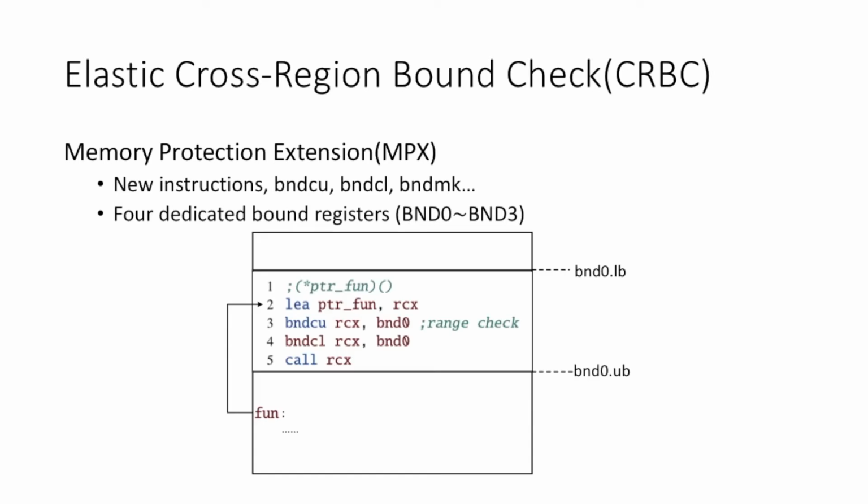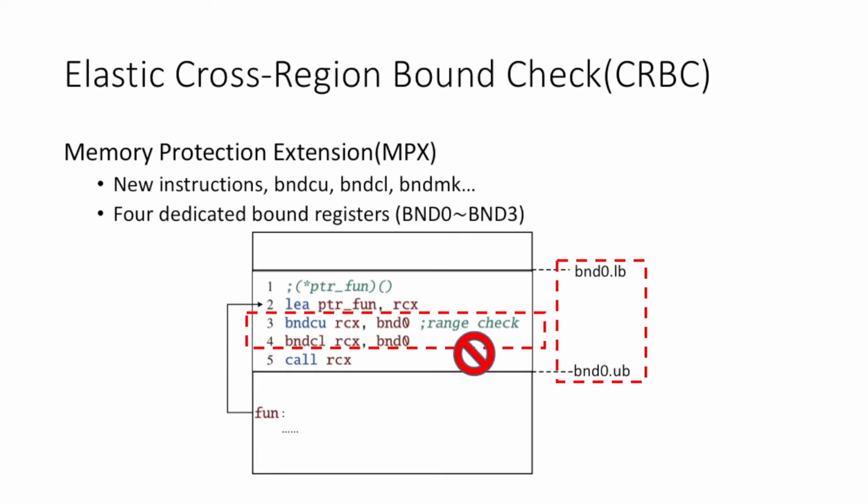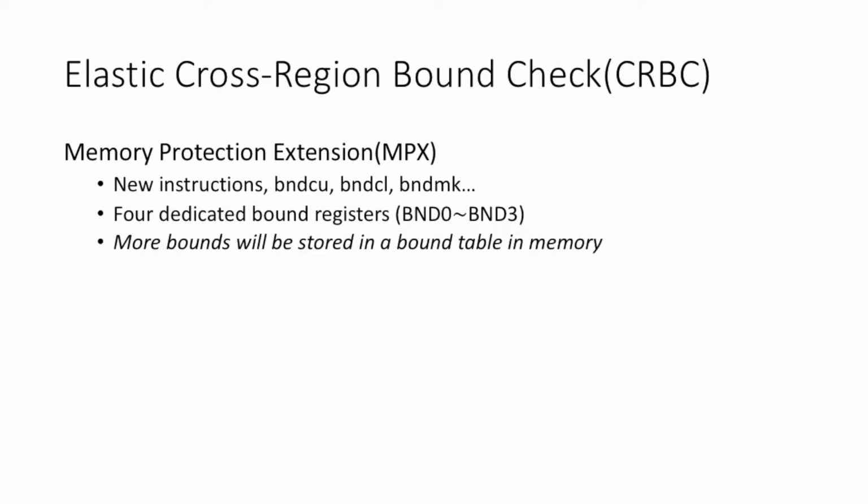This figure shows a simple usage. The upper bound and the lower bound of the BND0 register have marked a region. BNDCU and BNDCL are used to check the function address. If you want to call a function which is not in this region, it will be prevented by the bound check instructions. MPX also provides a bound table, similar to a two-level page table structure, to extend the number of bounds.